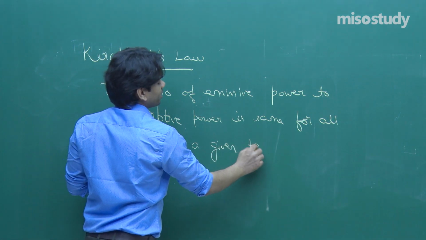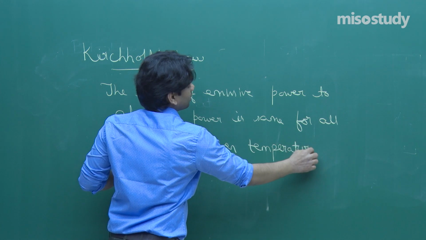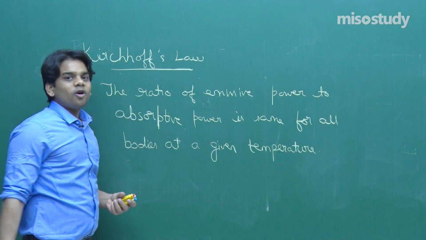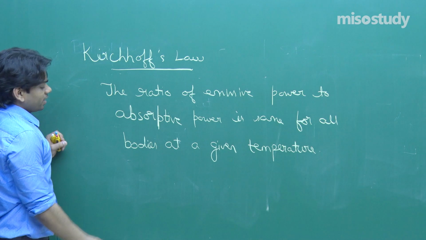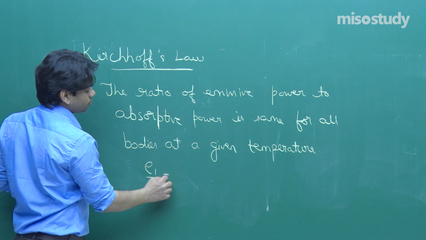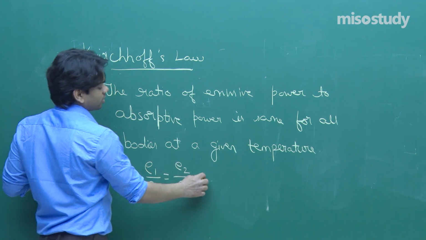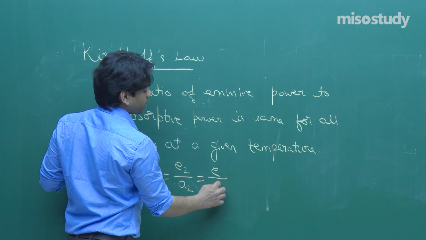Now how to write it? Now we know that for a black body the absorptive power is given as 1. So if I write emissive power for one body as E1 by A1, the ratio, this will be equal to E2 by A2. For another body, this will be equal to E by A.